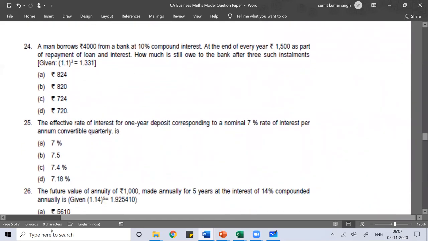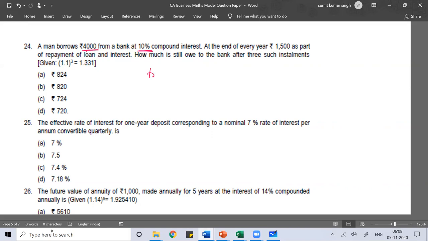Now see this question number 24. Here a man borrows 4,000 rupees from a bank at 10% compound interest. At the end of every year he pays 1,500 as part of repayment of the loan and interest. So how much does he still owe to the bank after three such installments? So he borrows 4,000 rupees and the bank is charging 10% per annum.